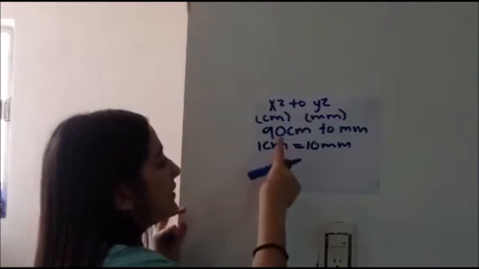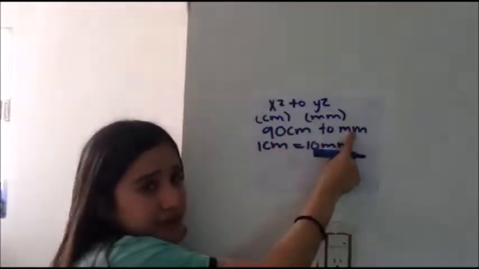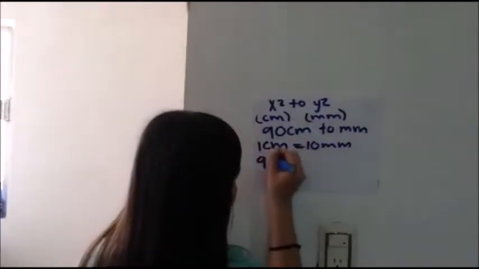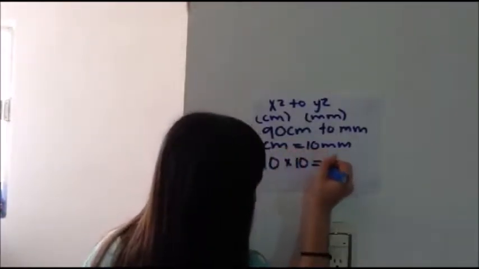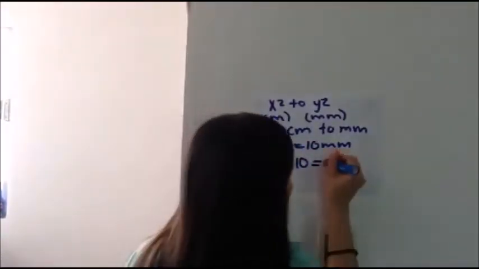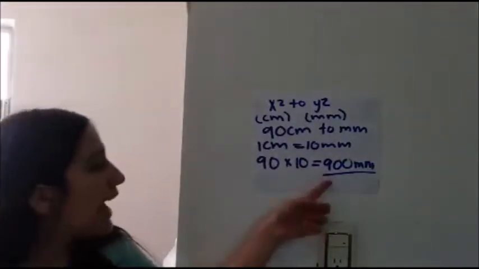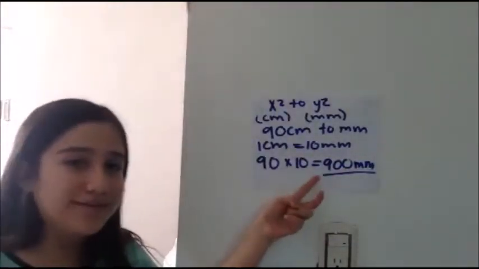So if we want to pass 90 to millimeters, we have to multiply it by 10. So 90 by 10 is going to be 900 millimeters. And with that, we conclude stage 1.